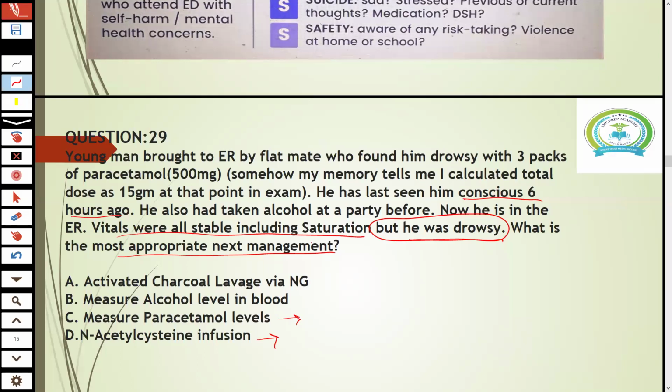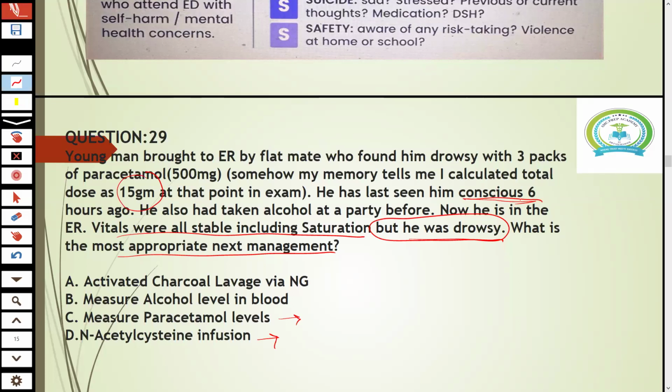They mentioned vitals are stable. Last seen conscious 6 hours ago. The first point: the dose is already a very high dose, more than 10 grams. So it's about 15 grams. The other thing, we don't know the time of ingestion. In the stem of the question, it is just mentioned that he was conscious 6 hours ago. We don't know when he took the paracetamol, 8 hours ago, 9 hours ago. We don't know about the time of ingestion.